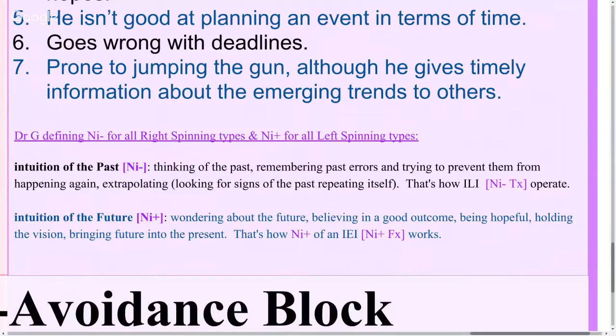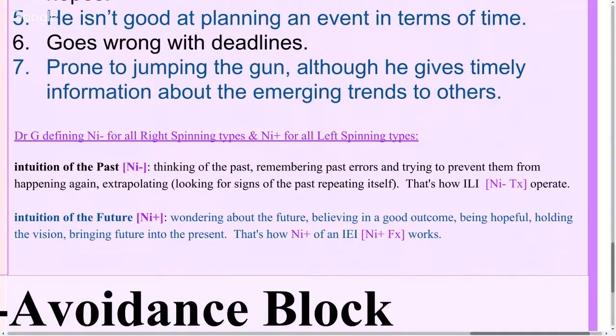Okay, so this is like INTJ, like the critic, the negativist, kind of looking for things going wrong. Keirsey would say, if you were trying to find a job that fitted the INTJ's, the ILI's cognitive abilities, it would be like contingency planning. Thinking of the past, remembering past errors and trying to prevent them from happening again. Extrapolating, looking for signs of the past repeating itself. That's how ILI operates. So it's minimizing the negative.